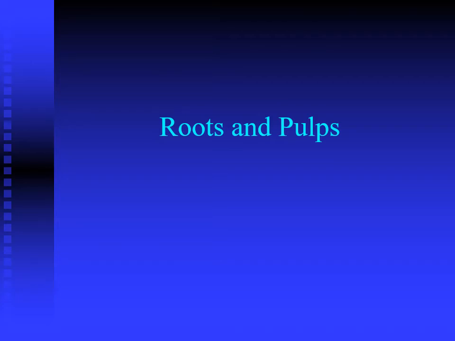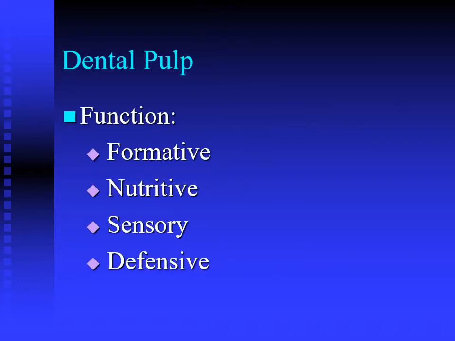This lecture will cover chapter 13 in Wheeler's regarding the roots and pulps of the permanent dentition. The pulp cavity of the permanent dentition has functions which are primarily formative. So the tissues in the dental pulp have odontoblasts that allow the tooth to lay down secondary dentin, reparative dentin, and form the pulp cavity throughout the life of the individual.